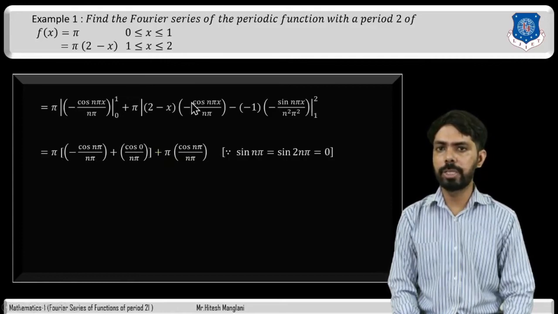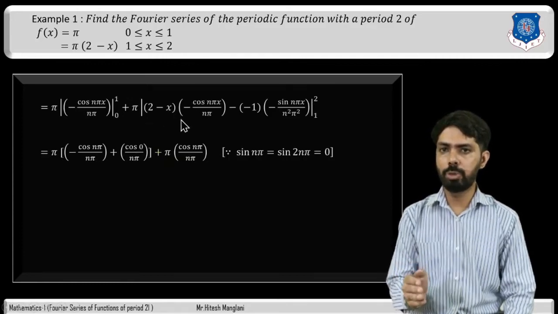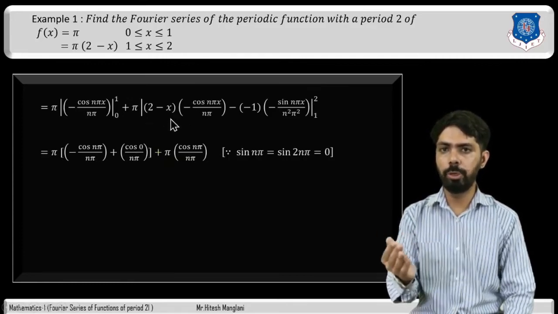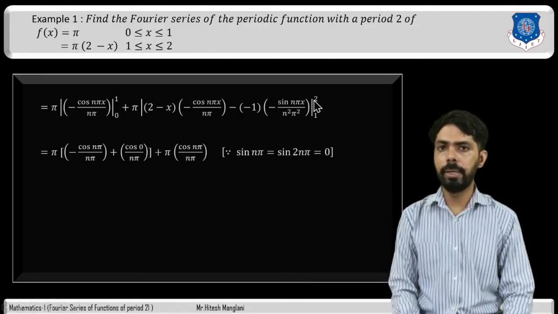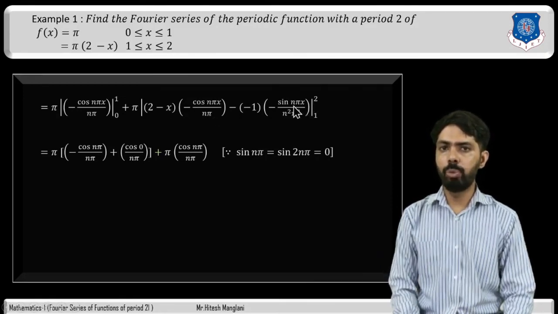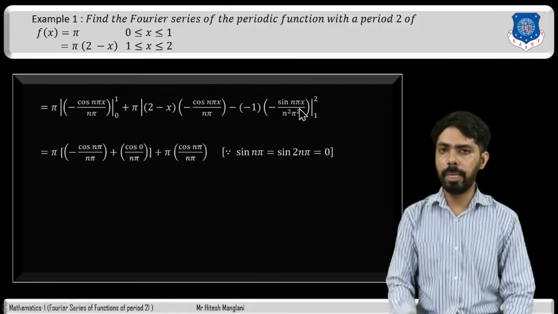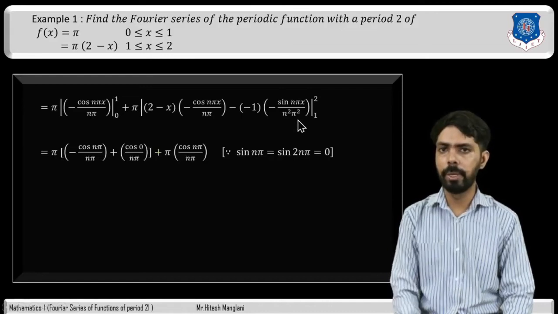Now we will replace x by 2. So here 2 minus 2 will be 0. So no need to write down first term. Then here if we replace x by 2, then it will be sine 2 n pi, and value of sine 2 n pi is 0. So no need to write down second term.